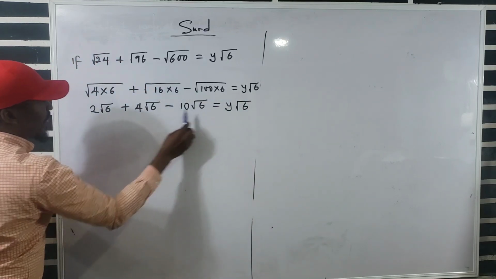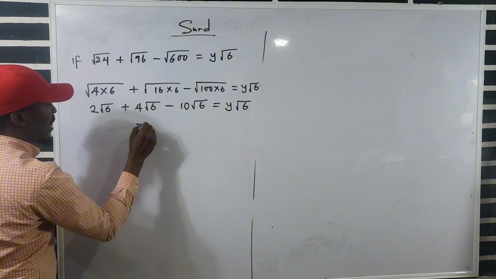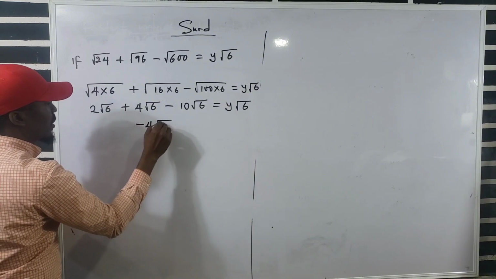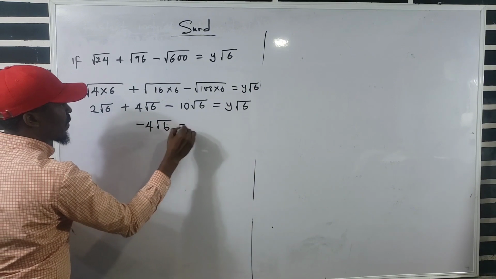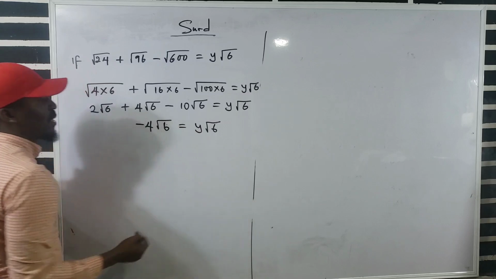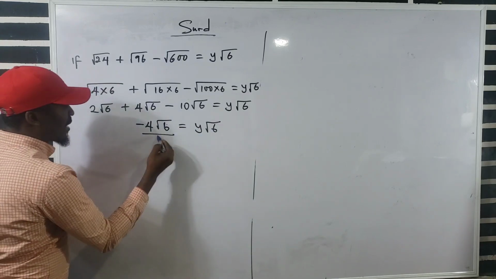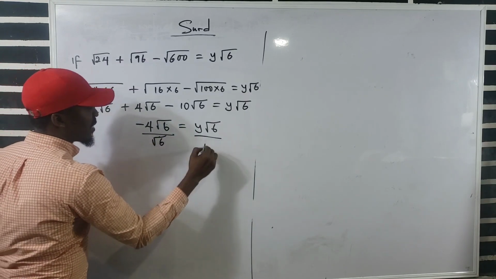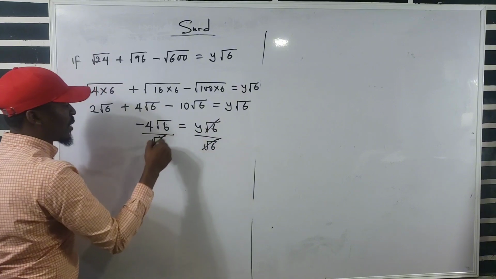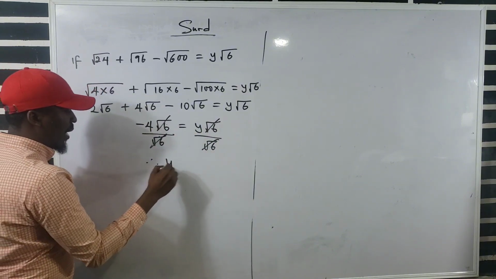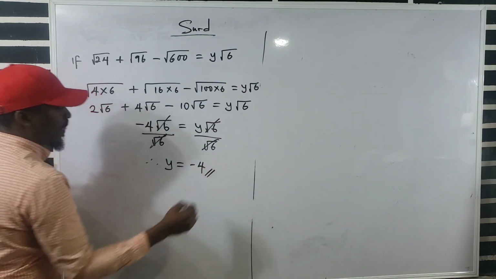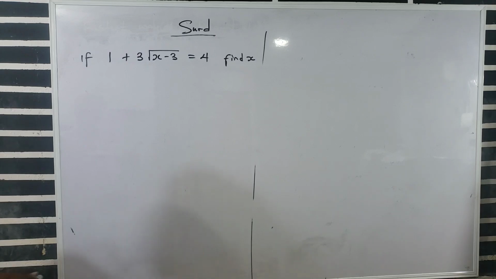Then simplify, this will give us minus 4√6 equals y√6. So when you divide both sides by √6, divide this one by √6, divide this one by √6, this and this will go, this and this will go. Therefore, y equals minus 4. So we have another one.